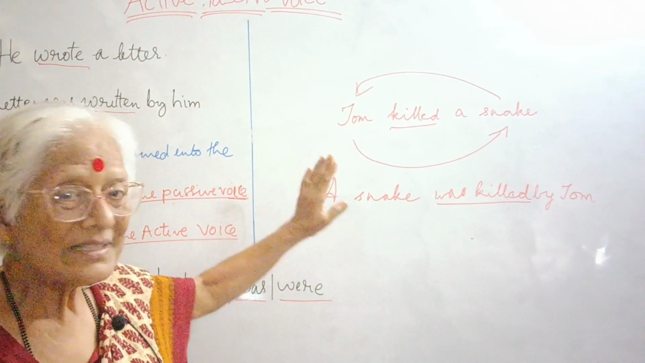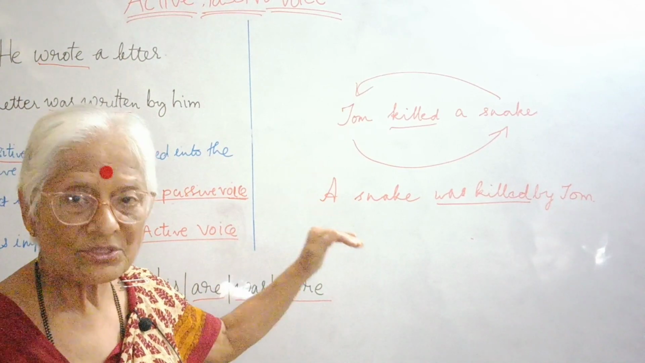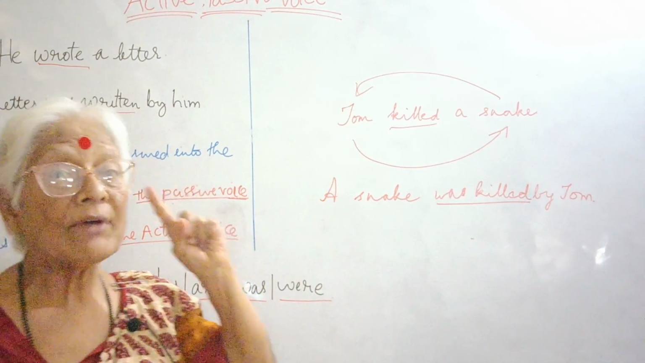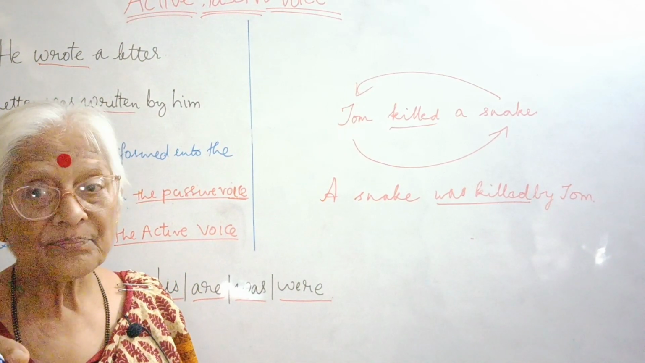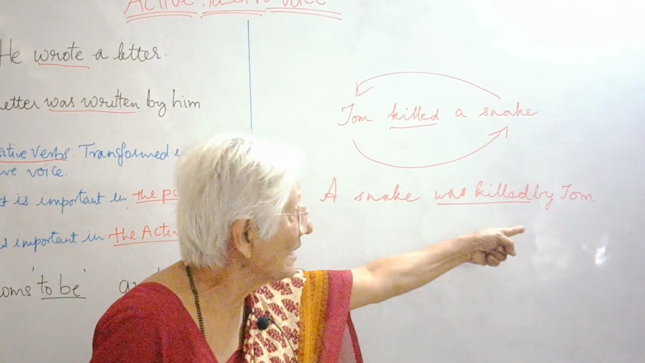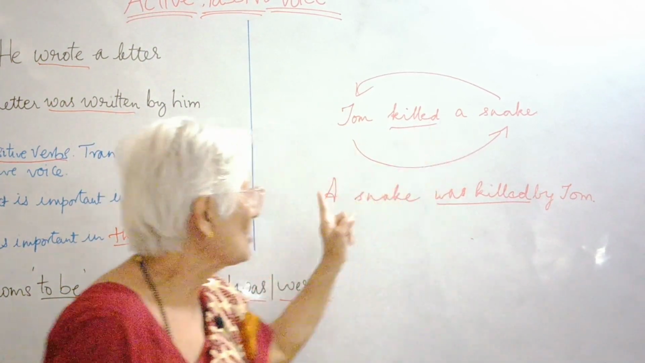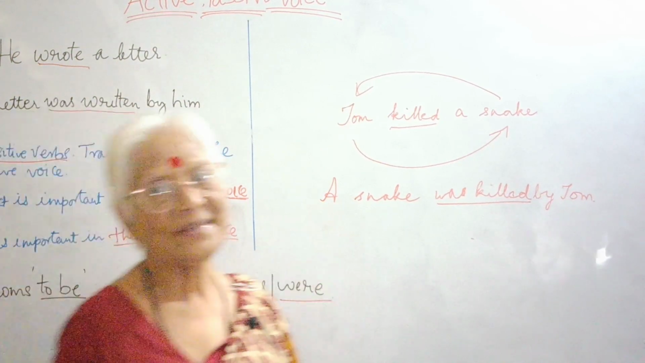Let's get this very clear that we transform the sentences from the active to passive voice. But first of all, we have to make a note of the transformation in the verb. Here the subject is changed to the object and the object is changed to the subject. Clear?